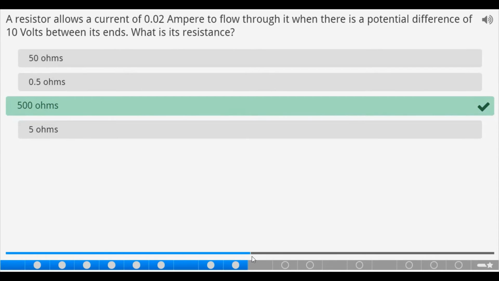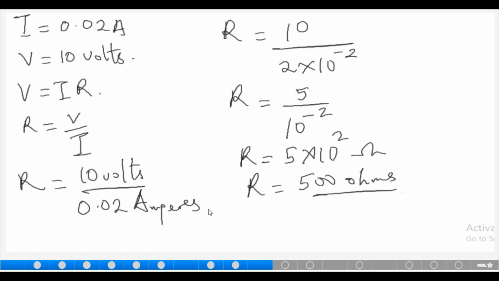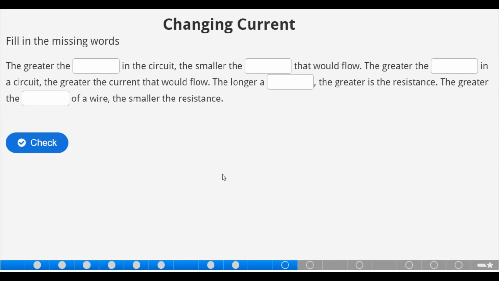That is it. So I already have it prepared also here. If you want to check the procedure properly, you have R is equal to 10 over 0.02. That's 10 over 2 times 10 to the power minus 2. By the time 10 divides by 2, that's 5, but by the time the power in the denominator goes to the numerator, it becomes 10 raised to the power 2. That gives us 500 ohms.